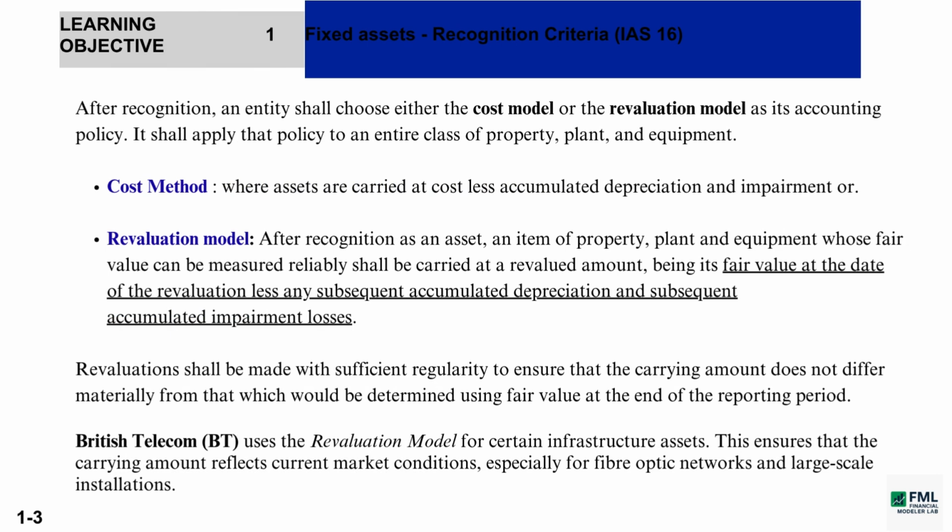After recognition, an entity shall choose either the cost model or the revaluation model as its accounting policy and shall apply that policy to an entire class of property, plant, and equipment. Cost method, where assets are carried at cost less accumulated depreciation and impairment, or revaluation model, where assets are carried at fair value, revalued regularly, with depreciation based on the revalued amount. The fair value at the date of the revaluation less any subsequent accumulated depreciation and subsequent accumulated impairment losses. Revaluation shall be made with sufficient regularity to ensure that the carrying amount does not differ materially from that which would be determined using fair value at the end of the reporting period.